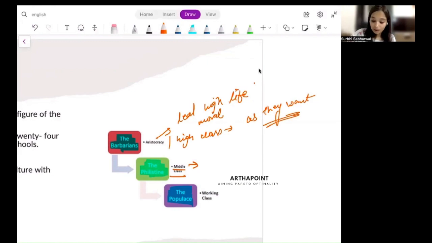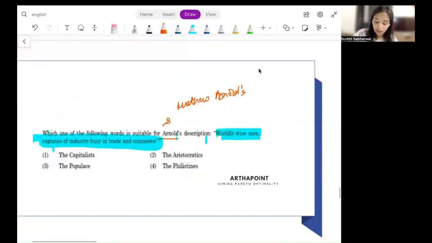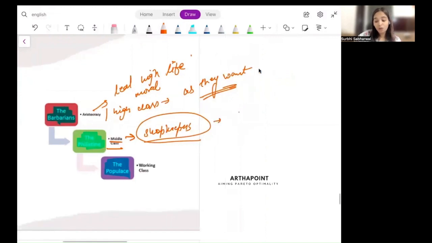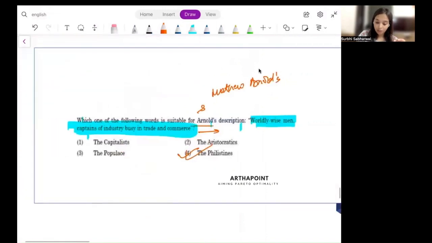So this particular line is said with respect to the Philistines. These were basic shopkeepers because it was an era of shopkeepers. They were the people who were bringing an economic boom to the whole nation. They ran the industry and they were the basic pillar of society. They were hardworking, right? And for them, it is said: worldly wise men, captains of industry, busy in business and trade and commerce.